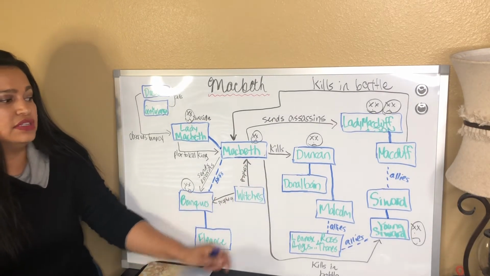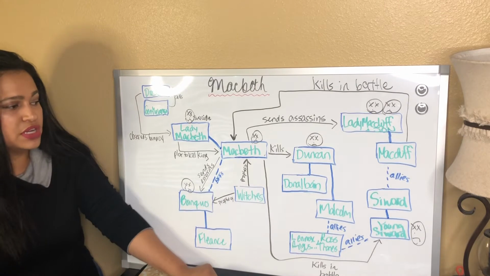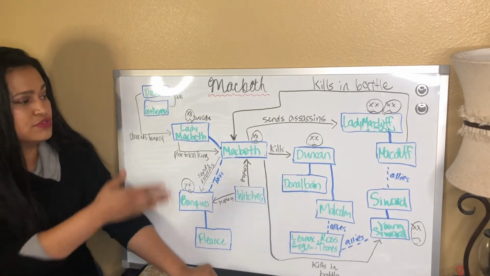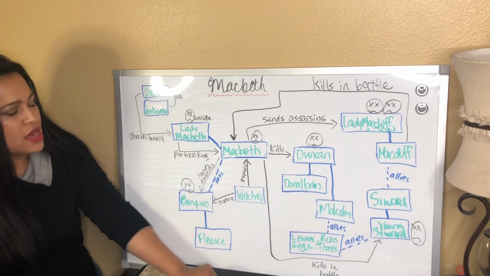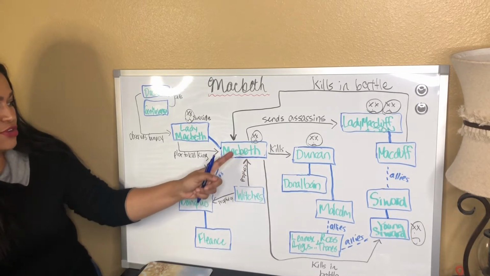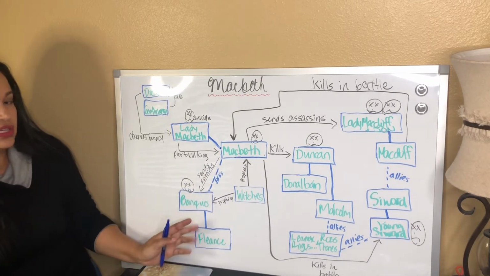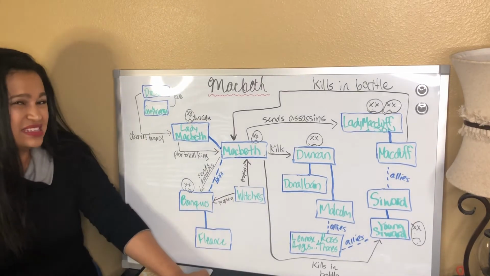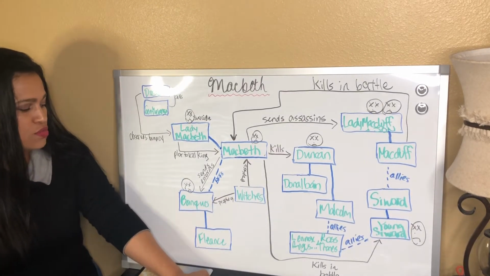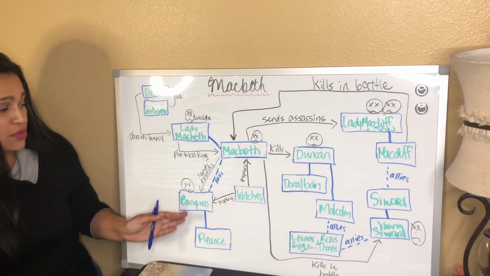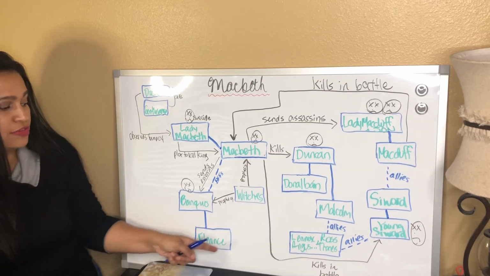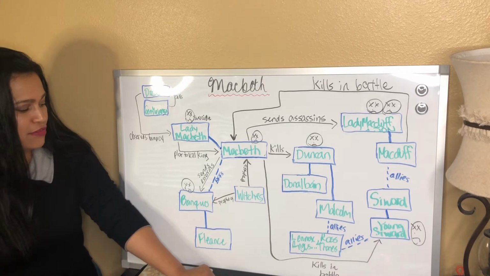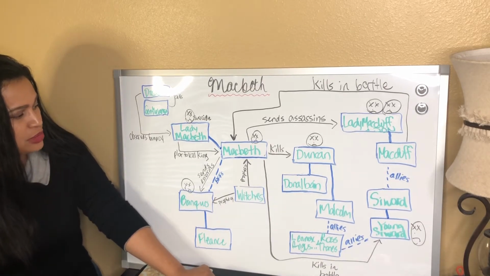Then we have Donalbain and Malcolm, who took off running because they initially were blamed for their father's death, okay? Also, when that transpires, Macbeth sends assassins to kill Banquo because he was also threatened by the fact that the witches said Banquo's sons would become king. So Banquo is in effect killed as well, but Fleance gets away. We'll talk about Fleance at the very end of the play.